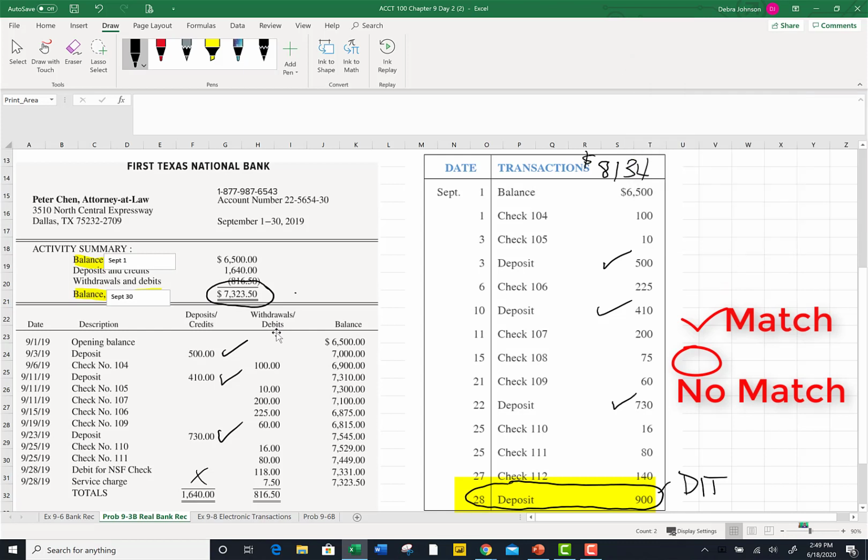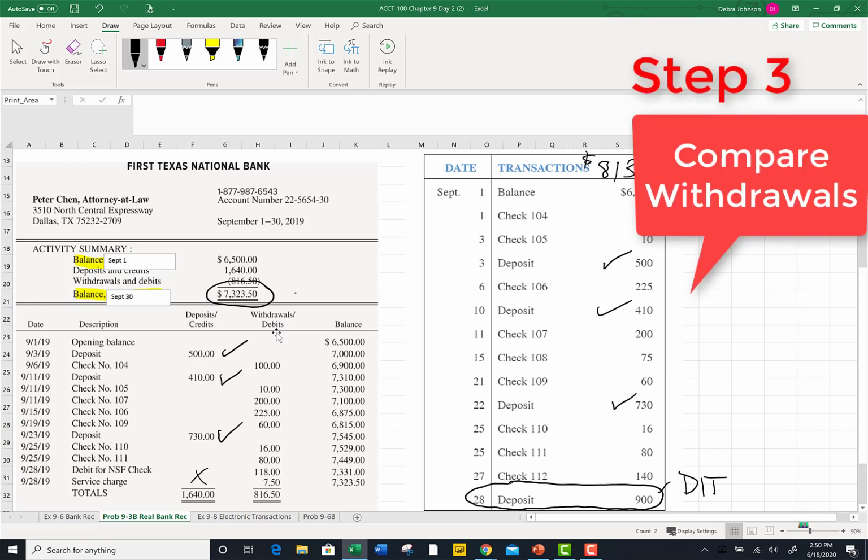It is a reconciling item, and so we need to carry it forward to our bank reconciliation. The next step is to compare the withdrawals or the debits or the checks. If they match, check them off. If they don't match, circle them.